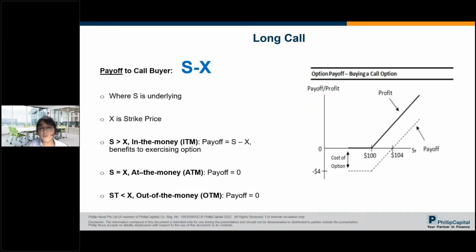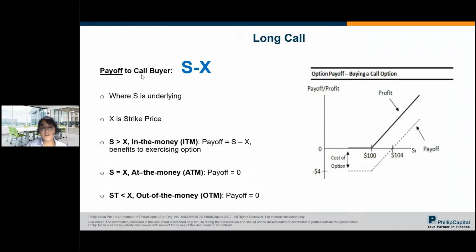For example, when you go long a call, which means you're buying a call, the payoff to the call buyer is denoted by the underlying price minus the strike price. The logic behind this is that when you buy a call option and exercise it, you have the right to buy the underlying. And when you buy the underlying, it's a cash outflow. So for example, let's say you buy an underlying at $10, you're paying out $10, so it's minus 10. The idea is that when you receive that underlying, you can sell it in the market at a higher market price.